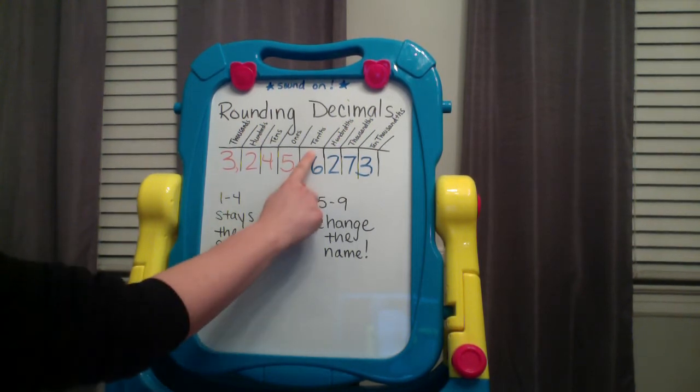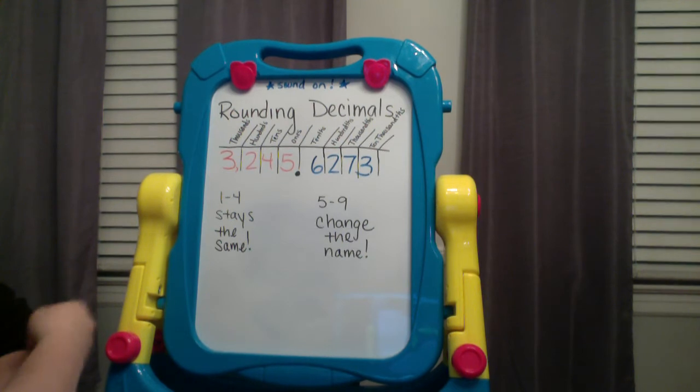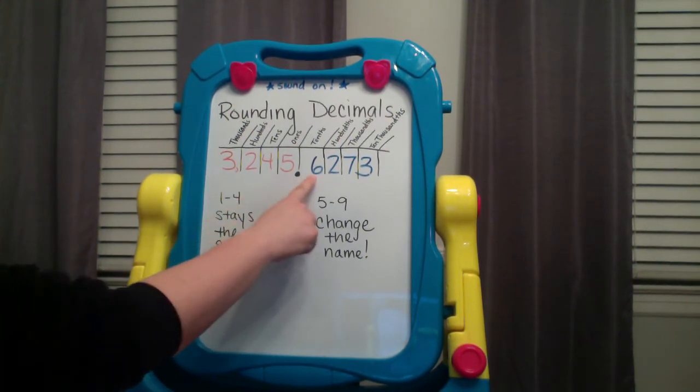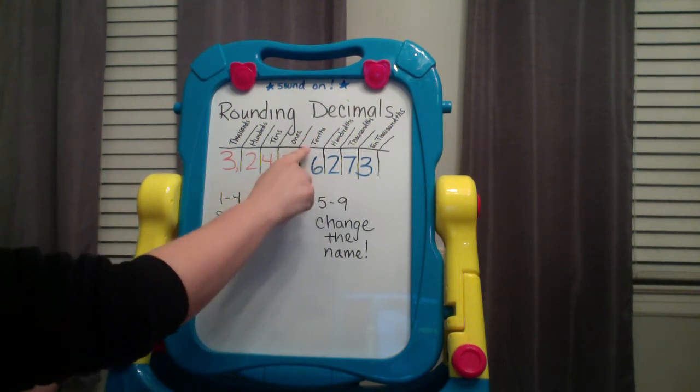All the place value names of your decimal places end in THS, just like the way you would say a fraction. If I was talking about 6 out of 10, I would pronounce it as 6/10. That's the same way that I would pronounce 0.6, 6/10.